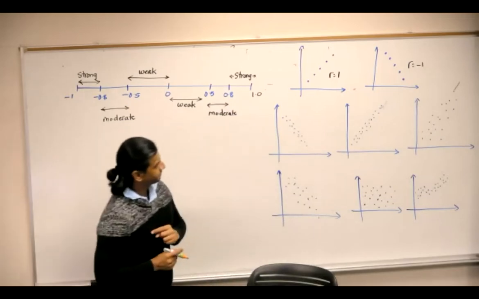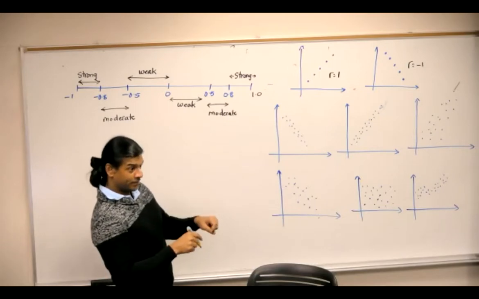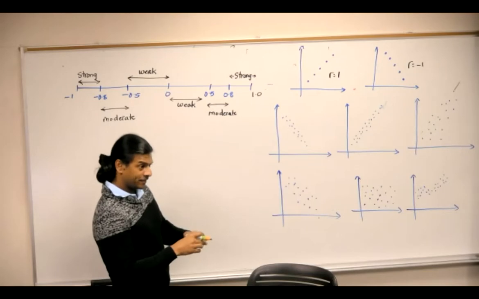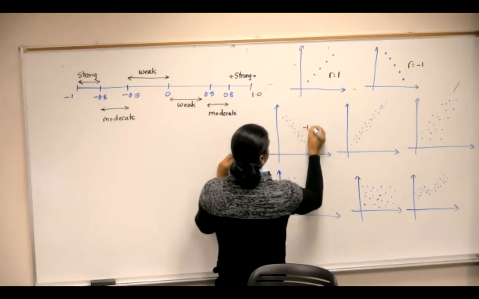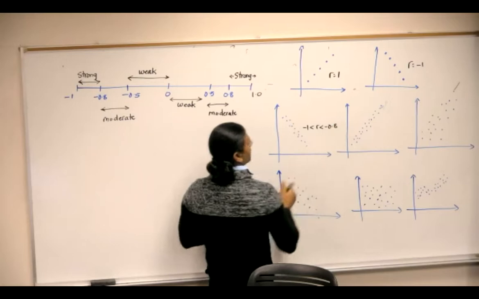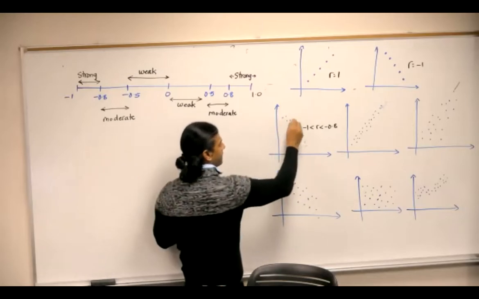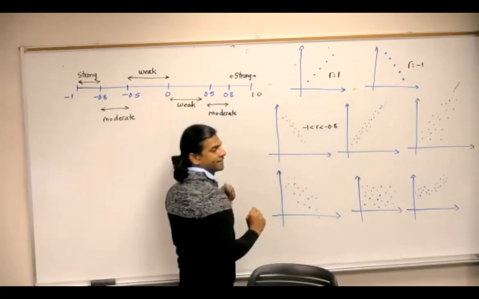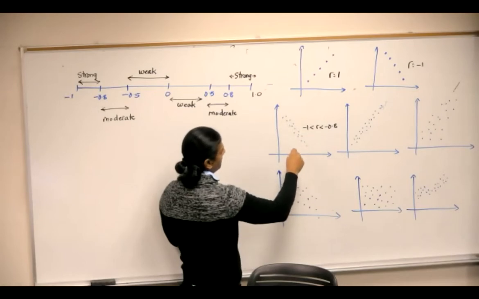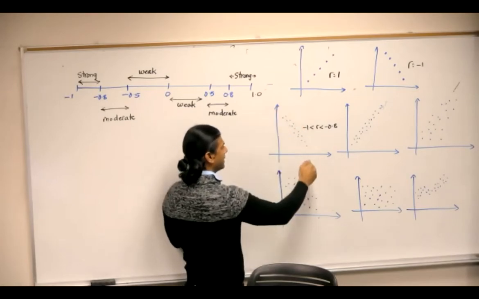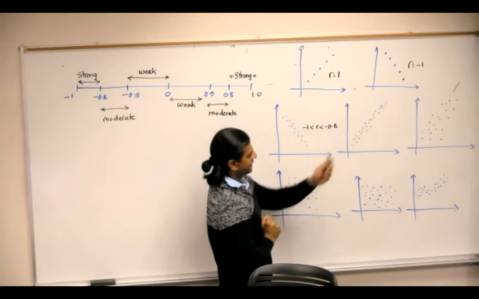How about that one? Negative 0.8? Exactly negative 0.8, somewhere, right? It probably is somewhere between negative 0.8 and negative 1. And why is that? I see a line, but I do have variation, unlike those two cases. Do you agree? So these points show variability. I have a good line, but because of the variation, it's going to be somewhere between negative 1 and negative 0.8.